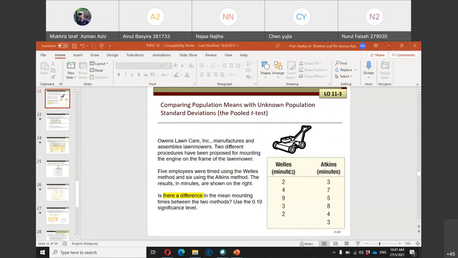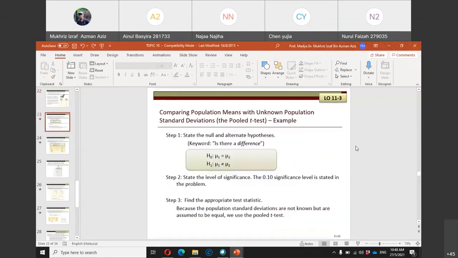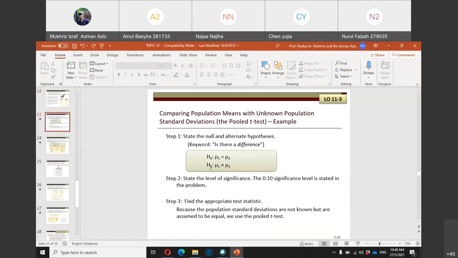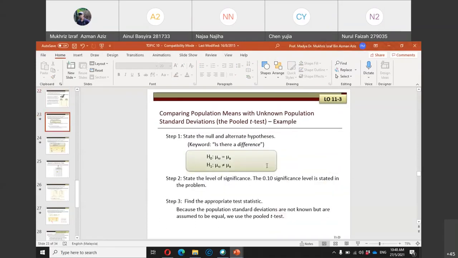I think in this example, the book defined Wallis as sample number 1, as you will see in the calculations in the next few slides. So what I will do is, instead of using 1, the best will be to use W, and 2 is Atkins. The same thing here, it will be W, and this will be Atkins. W stands for Wallis method, A stands for Atkins. So you are testing, is there a difference between the mean time of Wallis and the mean time of Atkins?